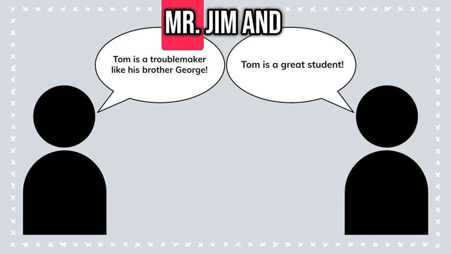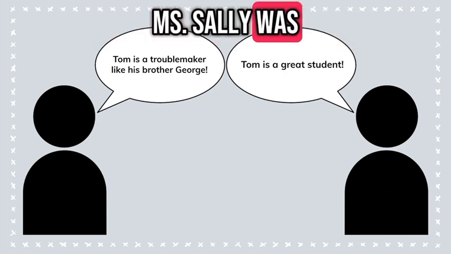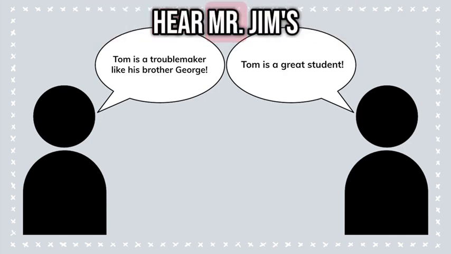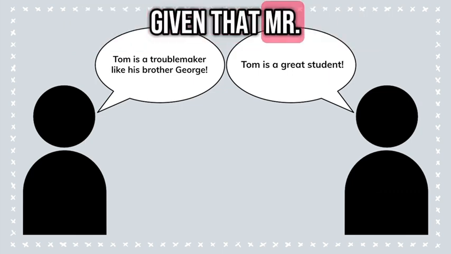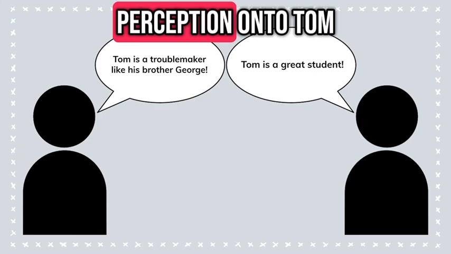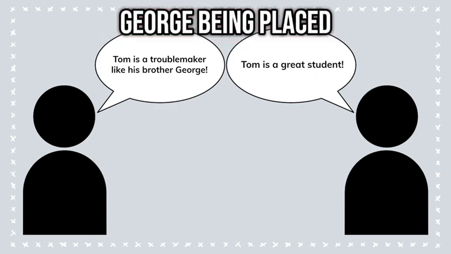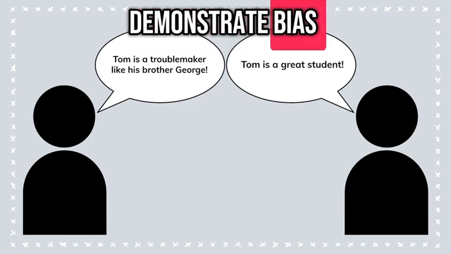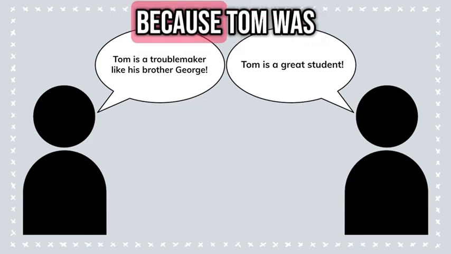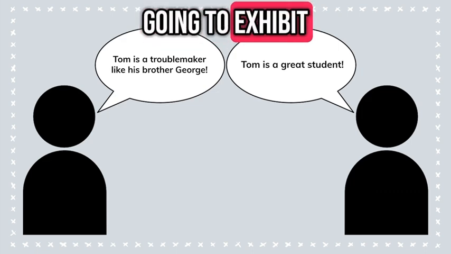One day, Mr. Jim and Miss Sally were in the teacher's lounge talking about Tom. Miss Sally was very surprised to hear Mr. Jim's thoughts about the student. Given that Mr. Jim held a negative perception of George, he imposed that perception onto Tom. The carryover of the sentiments about George being placed onto Tom demonstrates bias. Mr. Jim held a bias that because Tom was George's brother, Tom was also going to exhibit the same behaviors that George did.